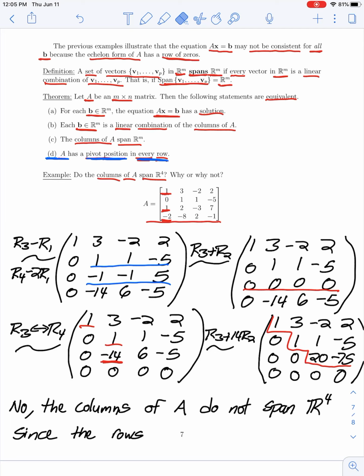And the reason is, let's say this, since the last row of A has no pivot position.